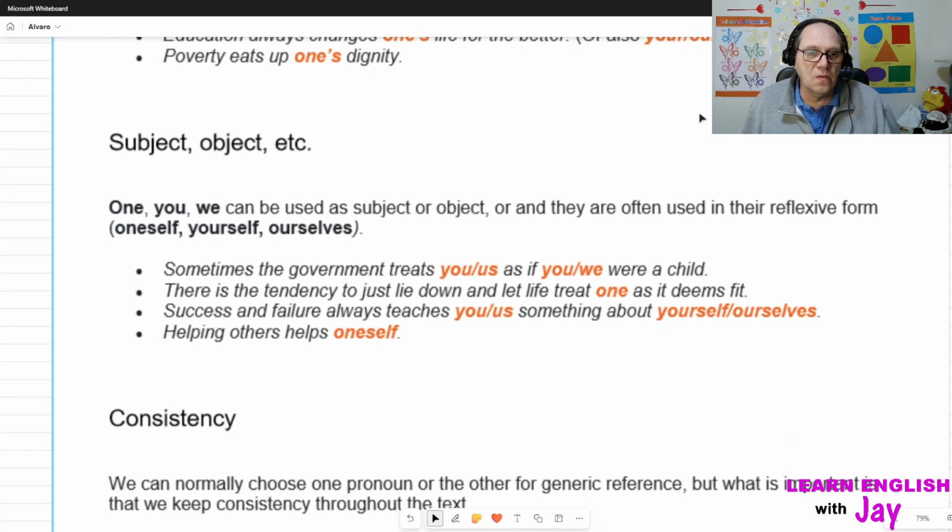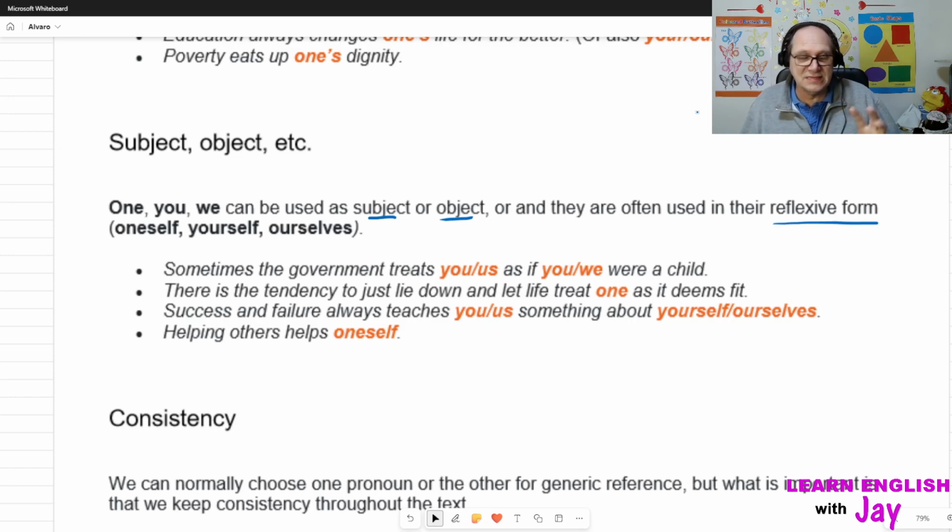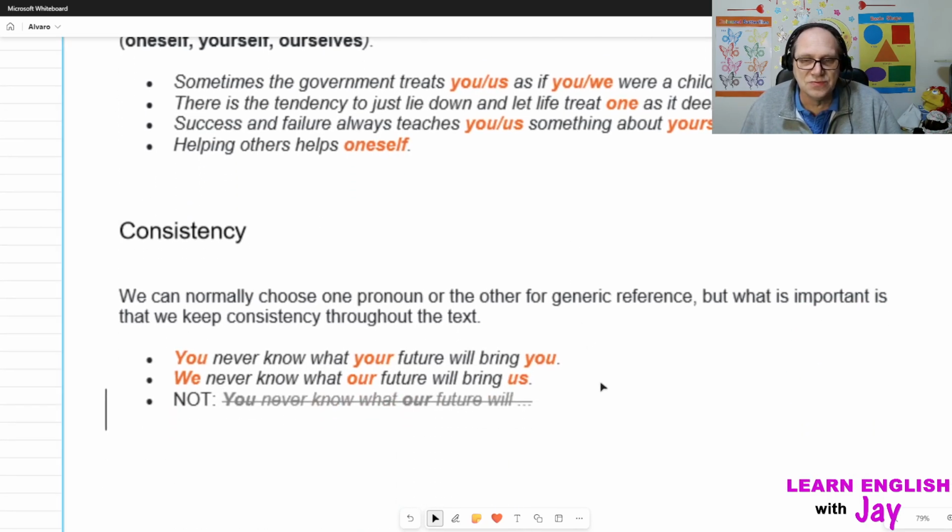Now, one, you, and we can be used as a subject, as an object, or in their reflexive form, and we'll still get to that part. For example, sometimes the government treats us as if we were a child. So it can be both a subject and an object, so you can use it anywhere, which makes it really interesting, especially if you want to make a statement that is generic. You don't want to single out a person. You just want to talk about people in general.